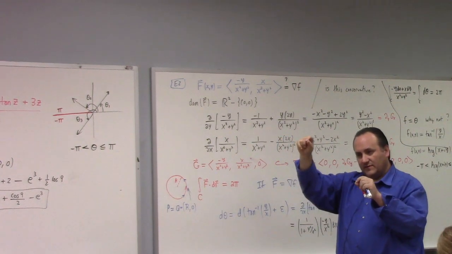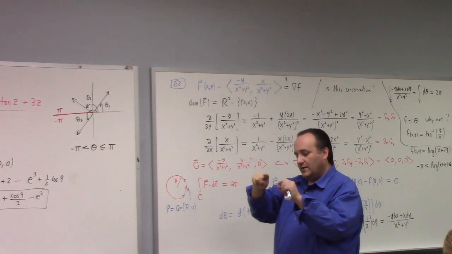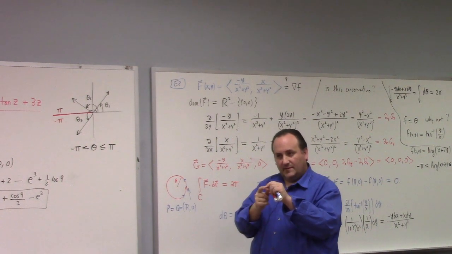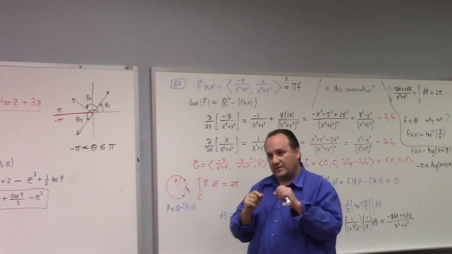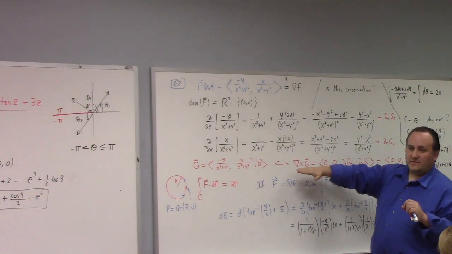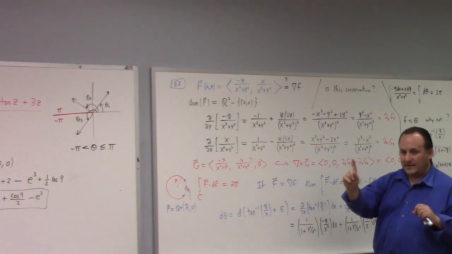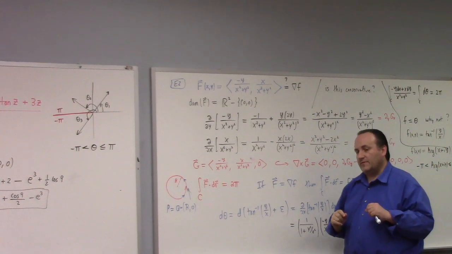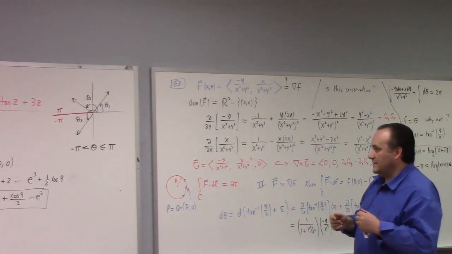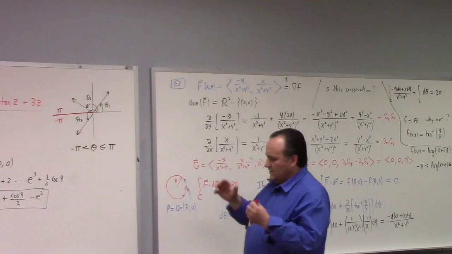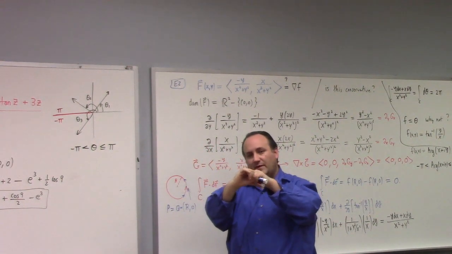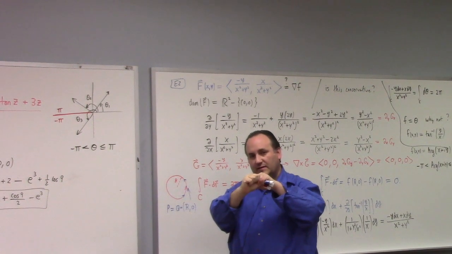A third characterization of a conservative vector field is that the integral around any loop, around any closed curve in the domain is 0. A fourth characterization of a conservative vector field is that the curl of the vector field is 0 and the domain of the vector field is simply connected. What does simply connected mean? Simply connected means that you can take a loop in your domain and you can smoothly deform it to a point without getting hung up on any point outside of the domain.